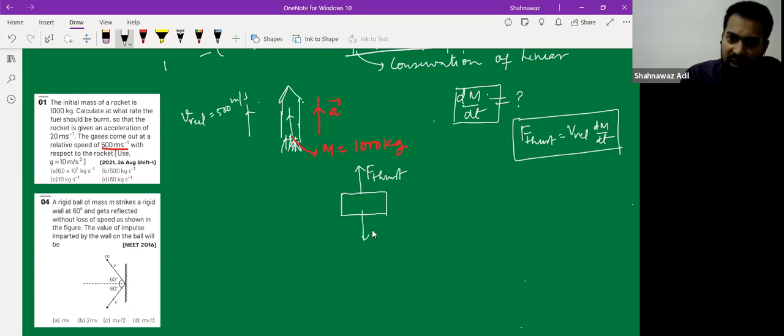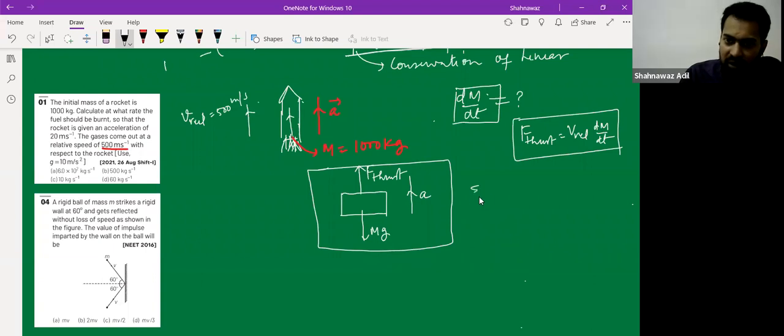Second one is the gravitational force. And the third one is this acceleration. Right. So this is the free body diagram. Okay. And from Newton's second law, which is summation of F is M, that all the forces should be M into A. Right. Understood?